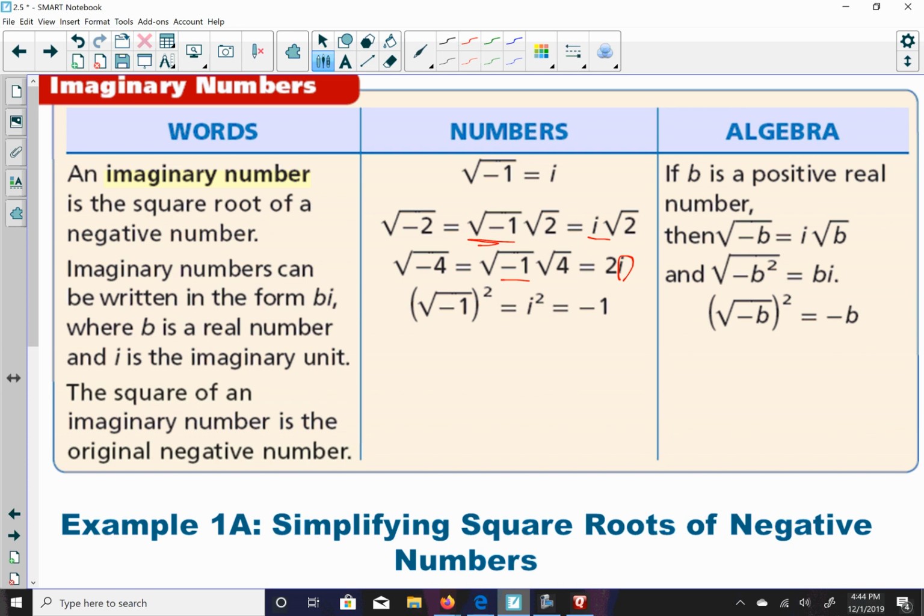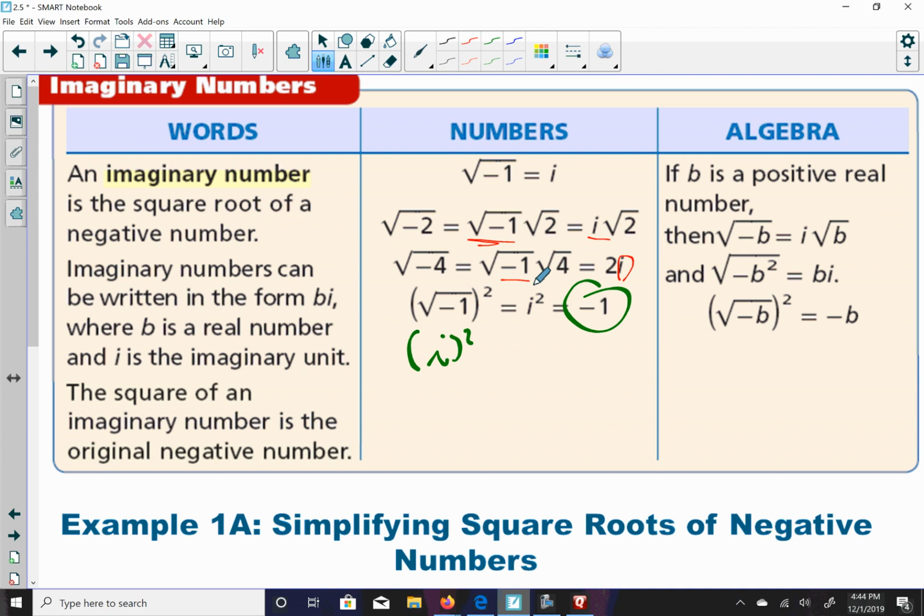And lastly, if I take the square root of (-1) squared, the square root and raising it to the second power are inverses of each other, so they undo each other. The square root of -1 would be i, so this would be i squared. And so then I'm going to define that as -1.